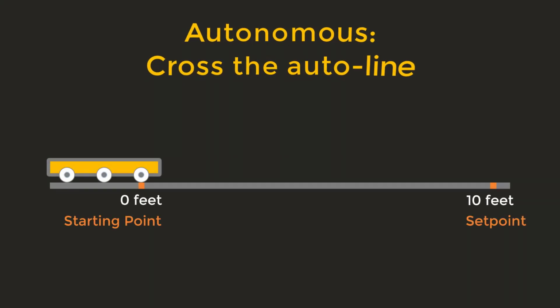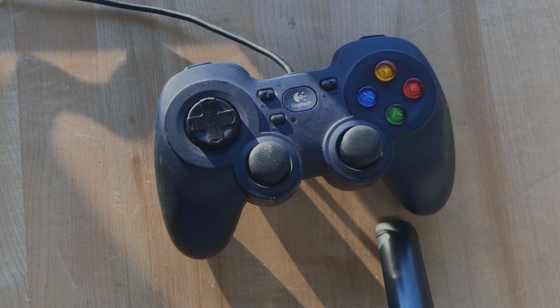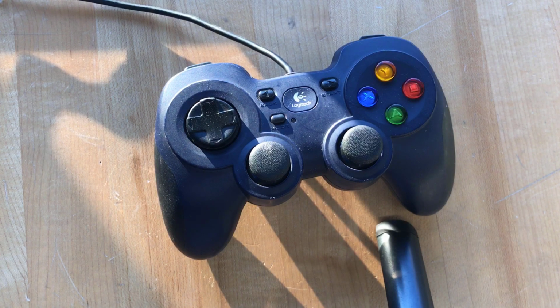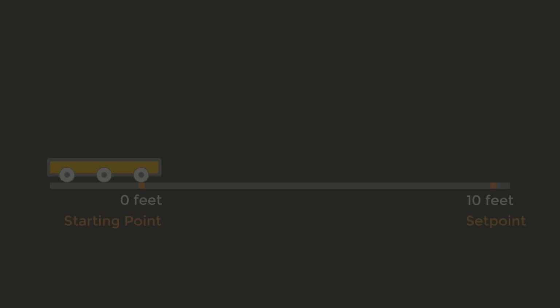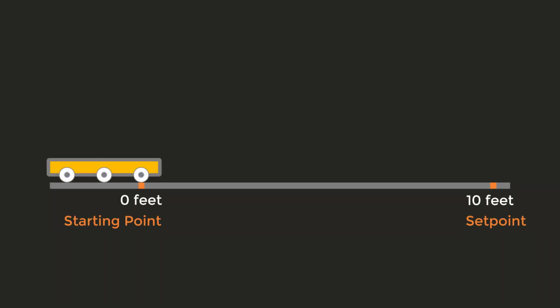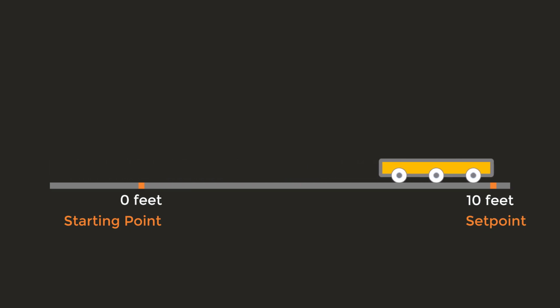Alright. Let's go back to the autoline problem with a KOP chassis. We will program 2 buttons on our joystick. The first one tells the robot to drive itself forward for exactly 10 feet. The second tells the robot to drive back to where it had started. These 2 desired positions, the 10 feet and 0 feet, are called set points.